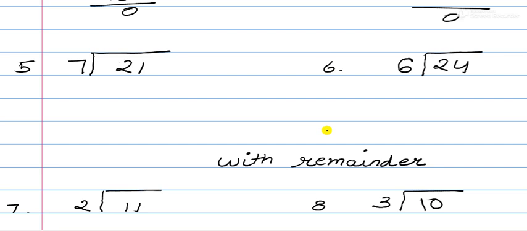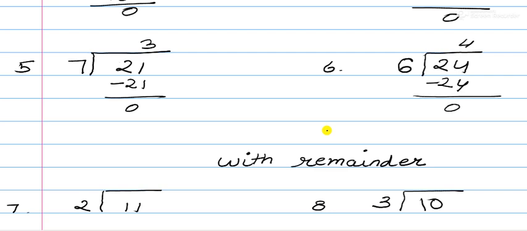7 times table up to 21 we will say. 7 times 1 is 7, 7 times 2 is 14, 7 times 3 is 21. So 7 times 3 is 21. Same with the next one. 6 times 1 is 6, 6 times 2 is 12, 6 times 3 is 18, 6 times 4 is 24. So we write 4 on the top, minus 24. 24 minus 24 is 0.